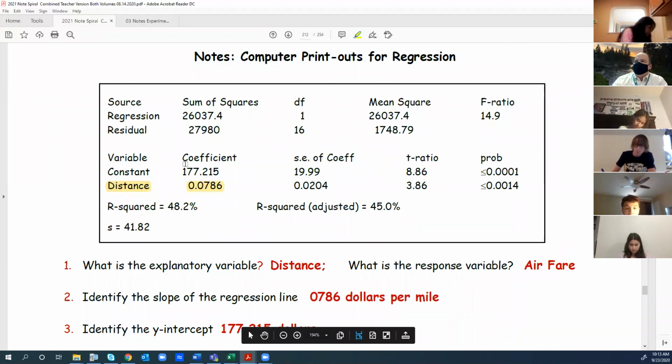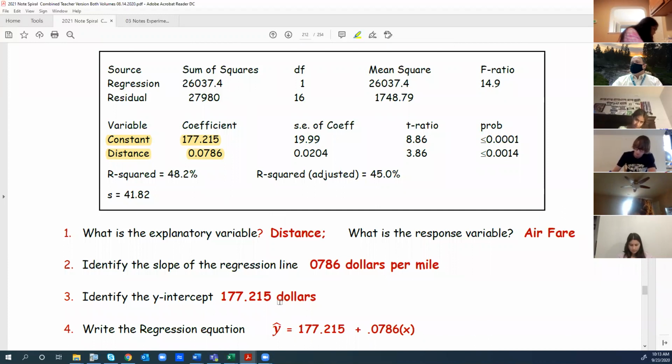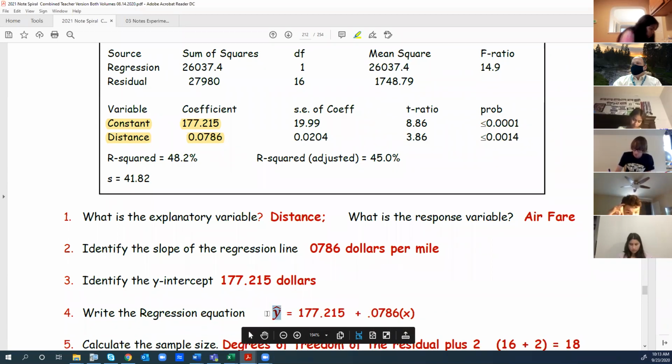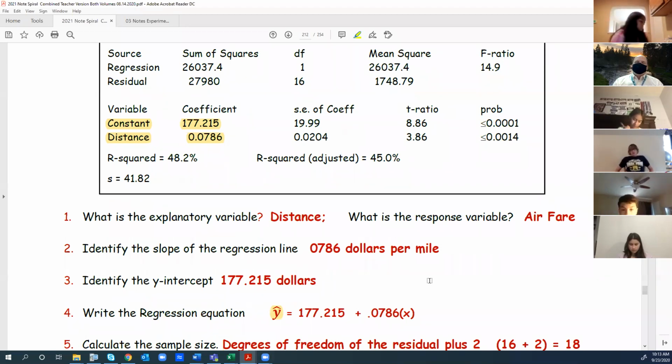Identify the y-intercept. Be careful here. Look for the word constant, and the number next to where it says constant is the y-intercept. That's where that is. Then it says write the regression equation. Well, that's fairly easy. Y hat equals $177.21 plus 0.0786x. I cannot stress to you enough, you need to make sure you're using Y hat. Y hat is extraordinarily important because this is a prediction model. This is not the actual values. This is a prediction model.